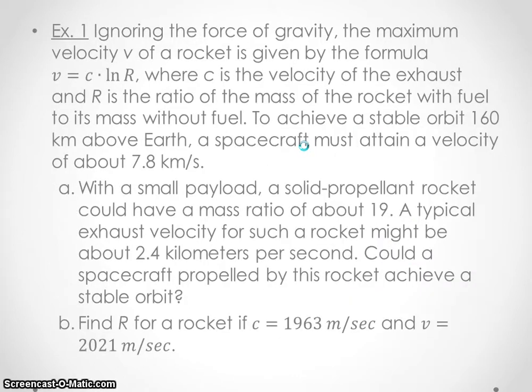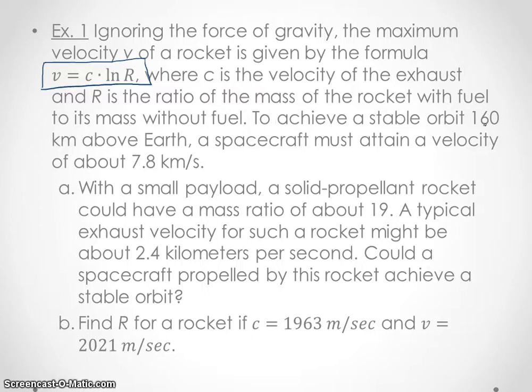Okay, example 1 says, ignoring the force of gravity, the maximum velocity v of a rocket is given by the formula v equals c times the natural log of r. So I'm just going to box that up because we're probably going to use that, where c is the velocity of the exhaust and r is the ratio of the mass of the rocket with fuel to its mass without fuel. Okay, so it's when it has a full tank and when it has an empty tank.